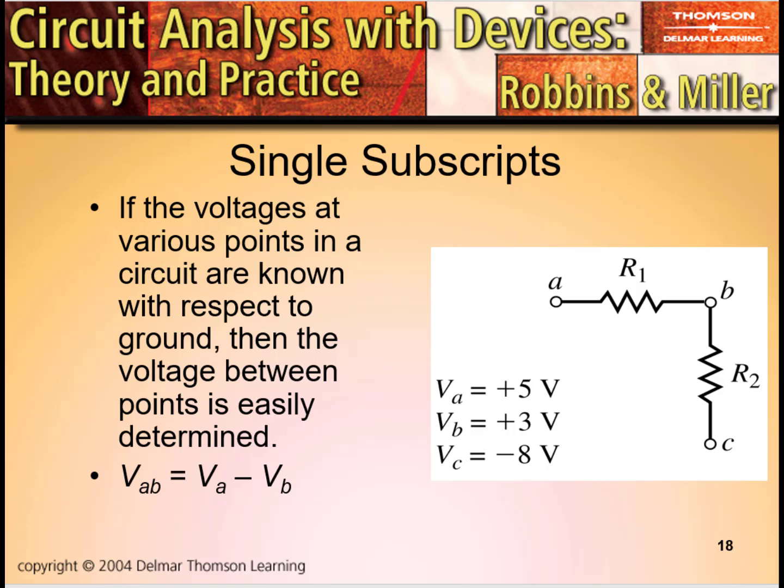If we go back to part 1, we talked about how any single subscript value of voltage can be converted to a double subscript by subtracting the 2 point values. In this example, we had a VA value of plus 5 volts and a VB value of plus 3 volts. To determine a VAB value, you take VA with its magnitude and polarity of plus 5 volts, and you subtract VB with its magnitude and polarity of plus 3 volts. As a result, your VAB value would be plus 2 volts.